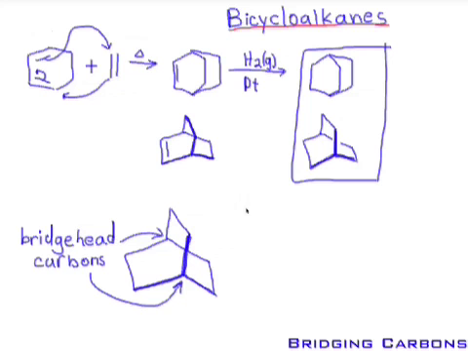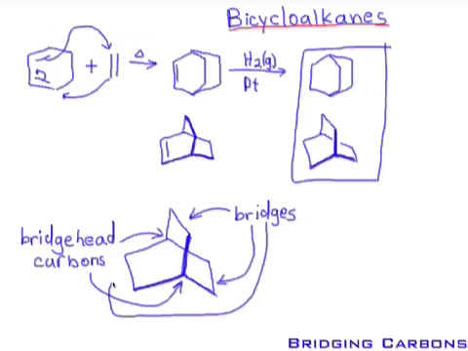These are the bridges, bridging carbons that join and connect the bridgeheads. So in this bicycloalkane, we see two bridgehead carbons joined by three bridges. Okay, we're going to come back to this molecule and take a closer look at it.